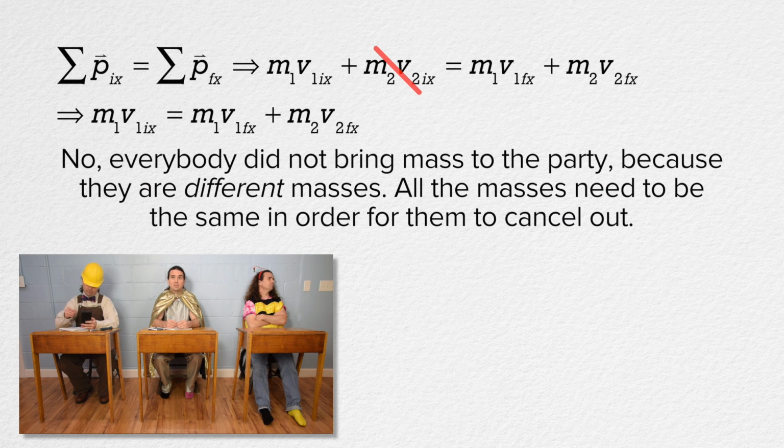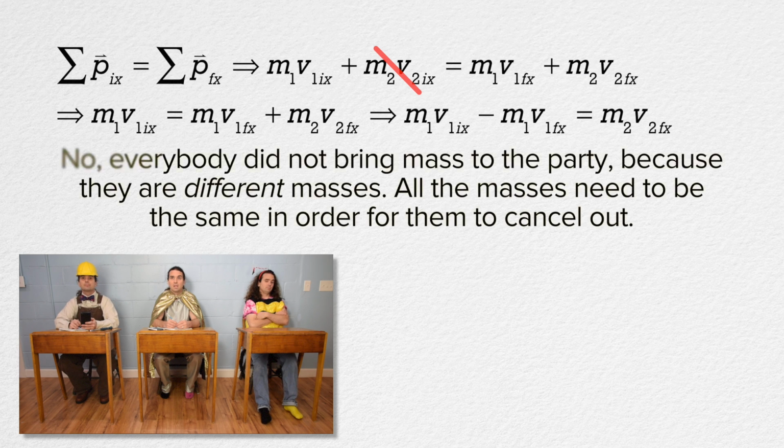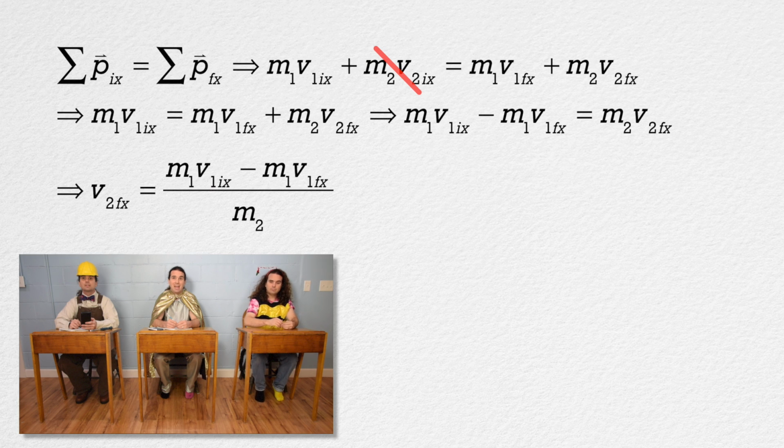We can subtract the mass of disk 1 times the velocity of disk 1 final in the x direction from both sides. Then we can divide both sides by the mass of disk 2 to get the velocity of disk 2 final in the x direction equals the mass of disk 1 times the velocity of disk 1 initial in the x direction minus the mass of disk 1 times the velocity of disk 1 final in the x direction, all divided by the mass of disk 2. Now we just substitute in numbers.